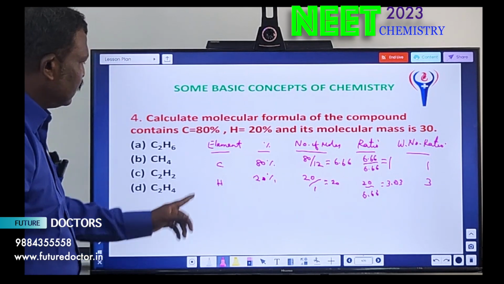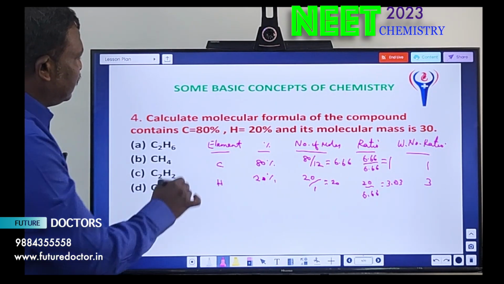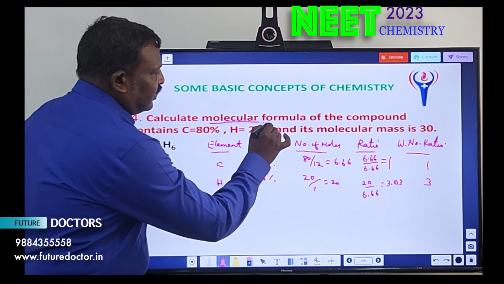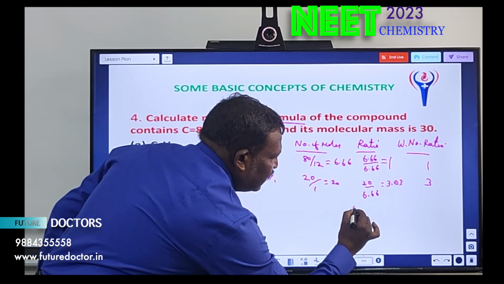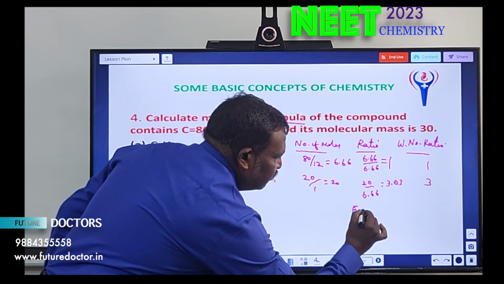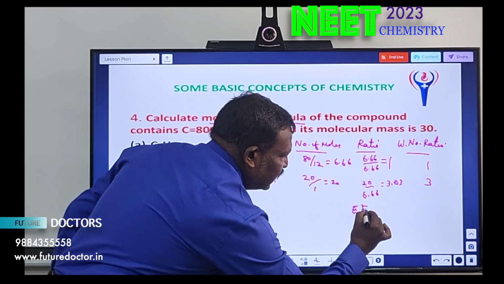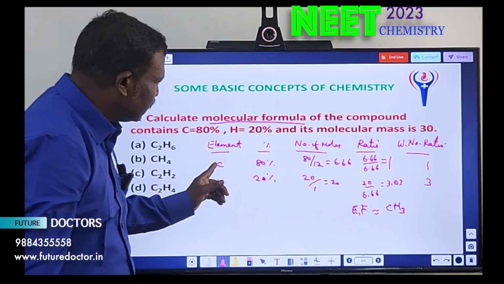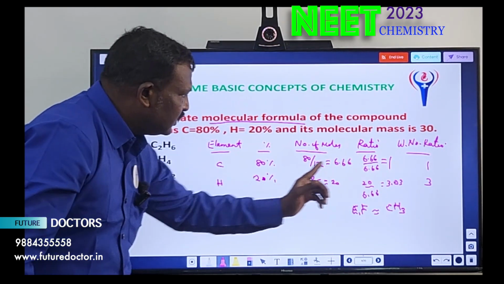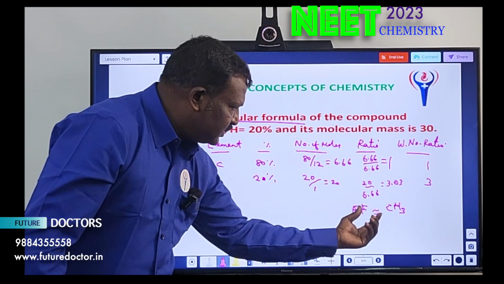So first you find the empirical formula, and after that we can find the molecular formula. What's the empirical formula? Carbon is 1, hydrogen is 3, so CH3 is the empirical formula.